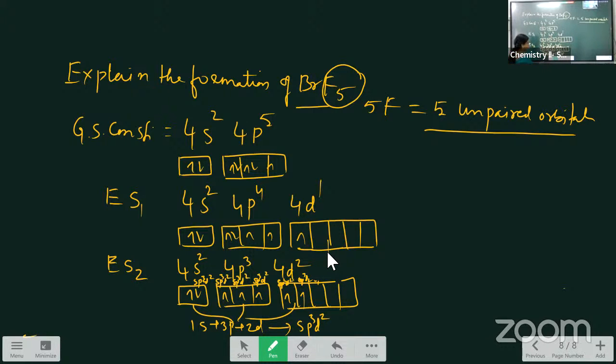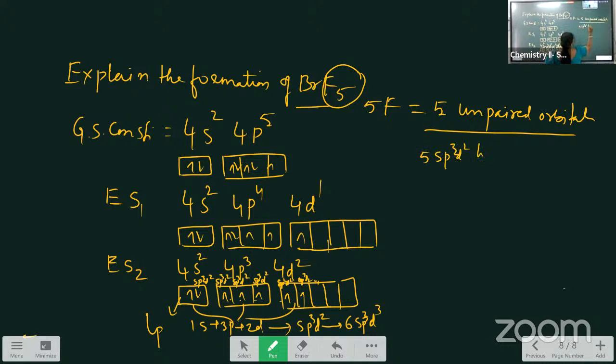Total how many orbitals are formed? So total 6 sp3d2 hybridized orbitals are formed. Now out of 6, 5 are containing the single electron, whereas the one orbital is containing lone pair. So one lone pair is there and remaining 5 bond pairs are there.